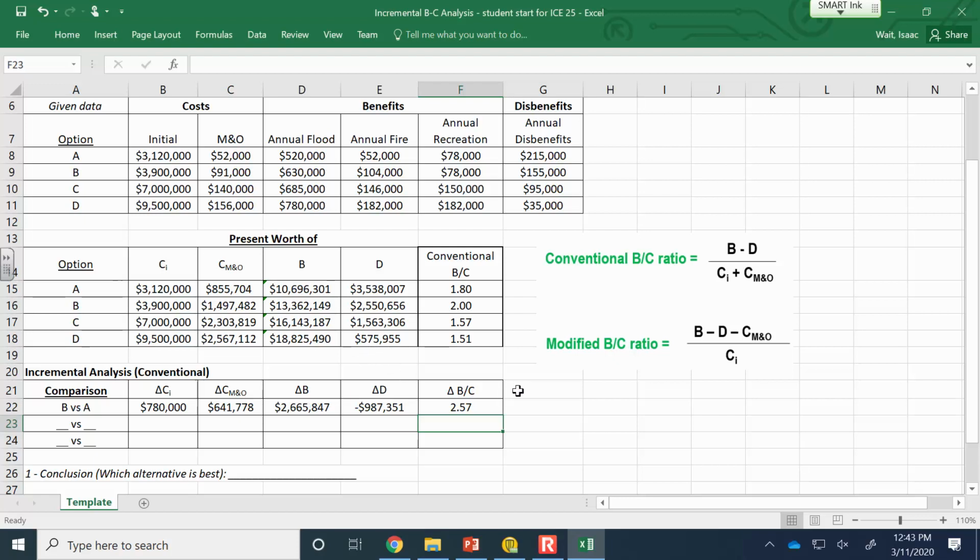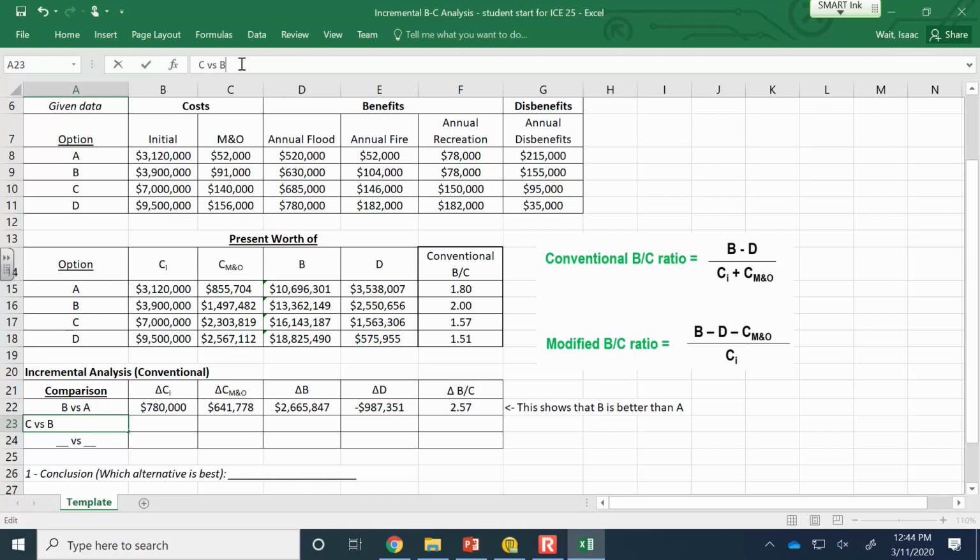If you dragged sideways, it may have pasted the cell formatting to make it dollars. It's not dollars. This is a ratio. What it means is that the benefits are greater than the costs for B compared to A. And so the conclusion, if I summarize it here, is that B is better than A. So then my next comparison is going to be C versus B.